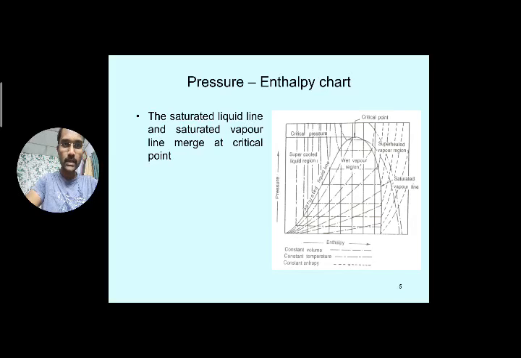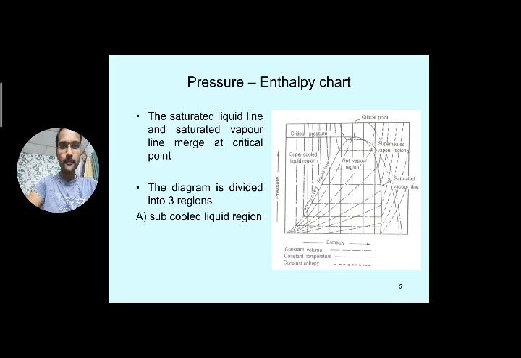Both the lines, passing at the left hand side and right hand side, you can see the curve. The meeting point of both is the critical point, and the pressure measured at that point is the critical pressure. As already discussed, the diagram is divided into three regions: the supercooled or subcooled liquid region, the wet vapor region, and the third one, the superheated vapor region. So these are the three regions.